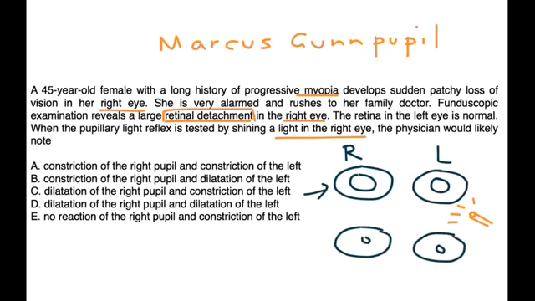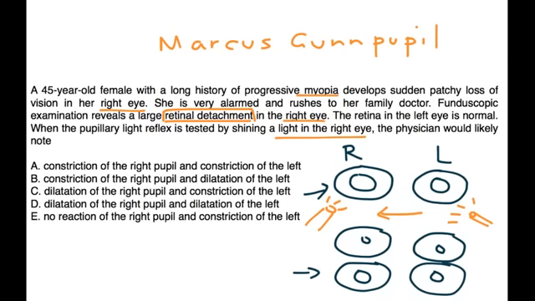Now let's swing the light over and shine it in the right eye. What that would do is it would not produce constriction. So you would just remain in a state where pupils essentially are dilated. So which of these answer choices matches that? Dilation of the right pupil and dilation of the left pupil. So that would be choice D.